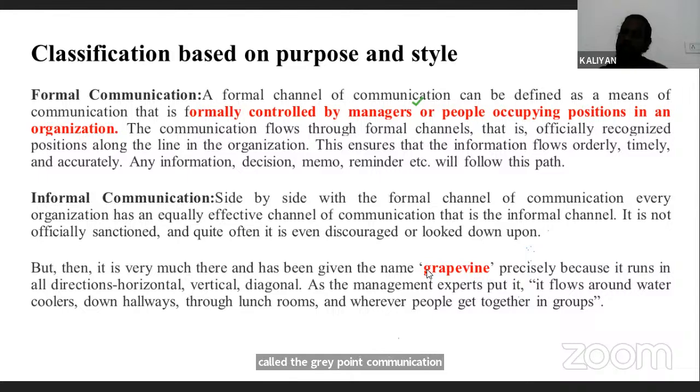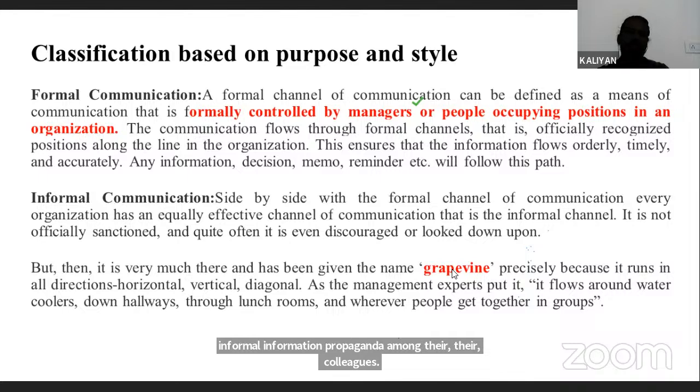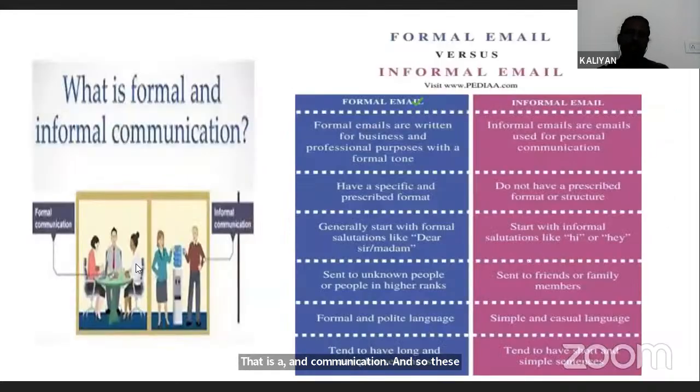So these are important. Most of the time they ask what grapevine communication is. Grapevine communication means gossip or informal information, propaganda among colleagues. That is grapevine communication. And see in the picture, formal communication: this is the head of the organization and the subordinates. Informal communication within the subordinates is informal communication.